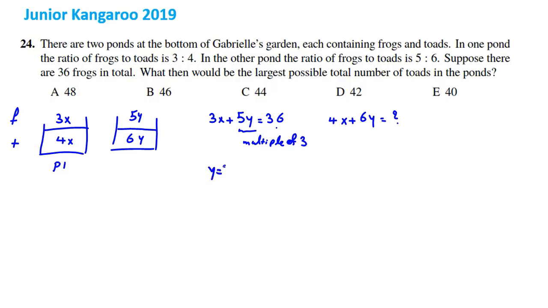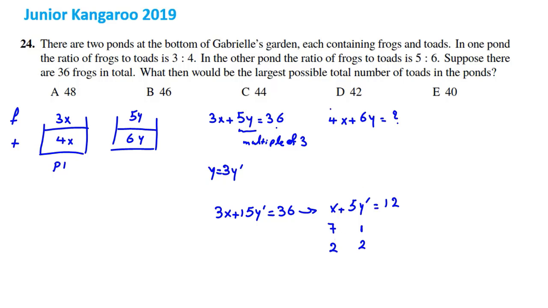So y is 3y prime, and 3x plus 15y prime equal to 36. So x plus 5y prime equal to 12. So y prime cannot be 0, because if it is 0, we don't have any ratio. If y prime is 1, then x is 7. If it is 2, x is 2.